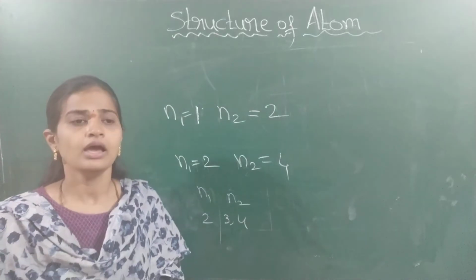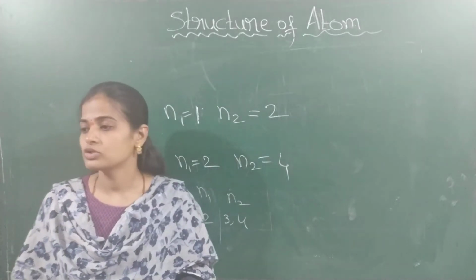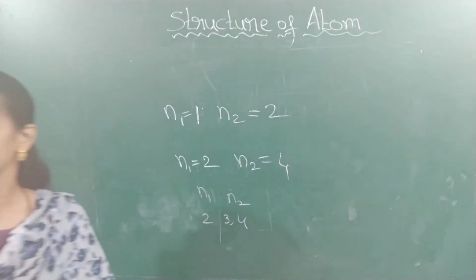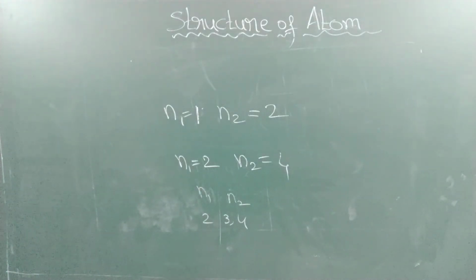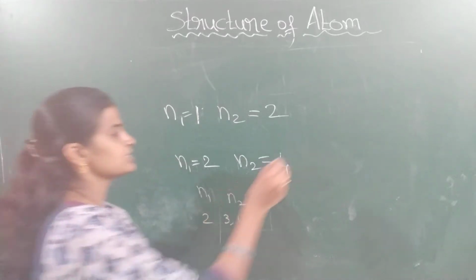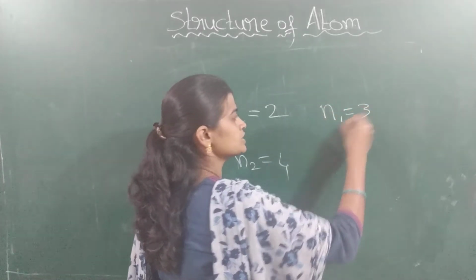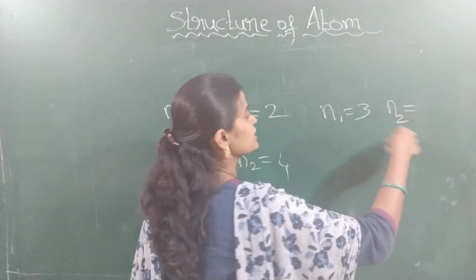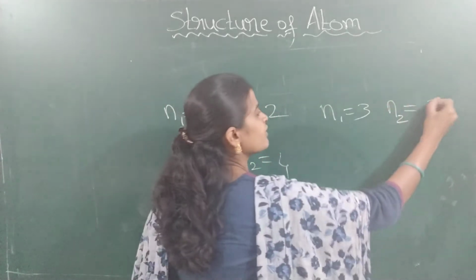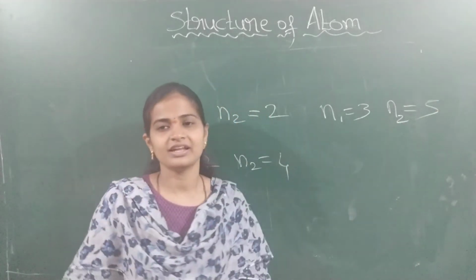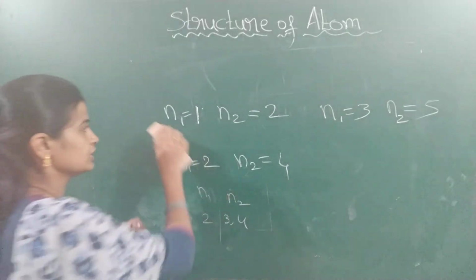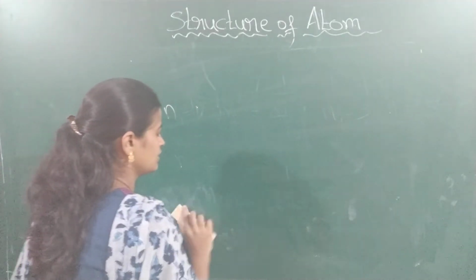Now you tell me, what are the n1 and n2 values for the second line of the Paschen series? Yes, for the Paschen series, the n1 value is 3. Then the second line of the Paschen series means n2 is 5. Yes or no? You just refer to that table, you will get to know. By knowing this, we will go for the problem.